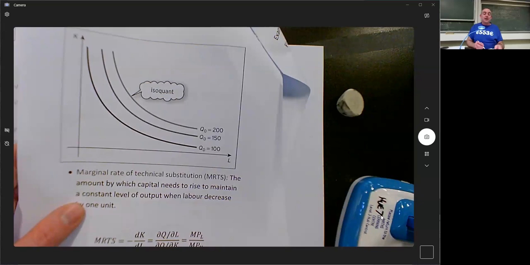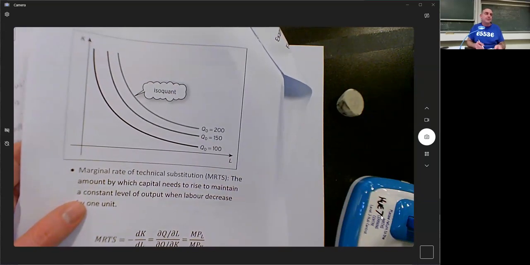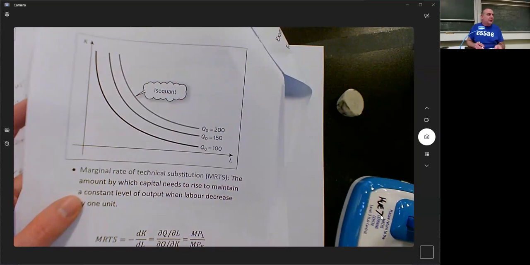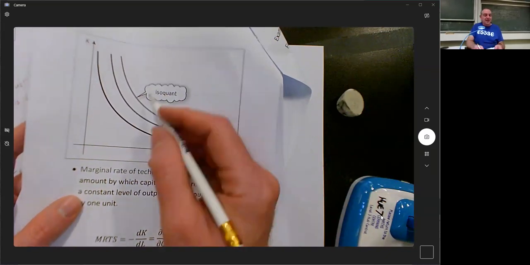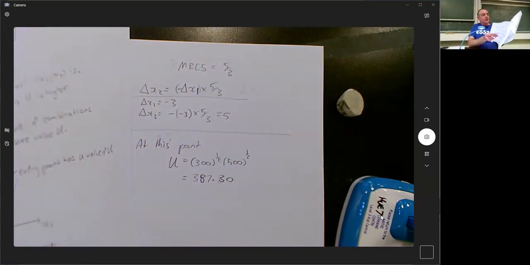And instead of calling it a utility, an indifference curve, they call it an isoquant. It's the same idea. Iso means same and quant means amount. So it's the same amount. So I guess an indifference curve is an iso utility, I suppose. But that's what that's saying.